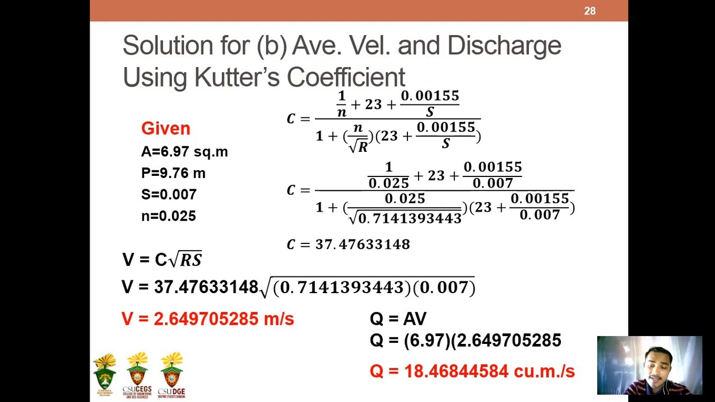Or let's say 18.468 cubic meter per second. So this will be the answer for letter B.